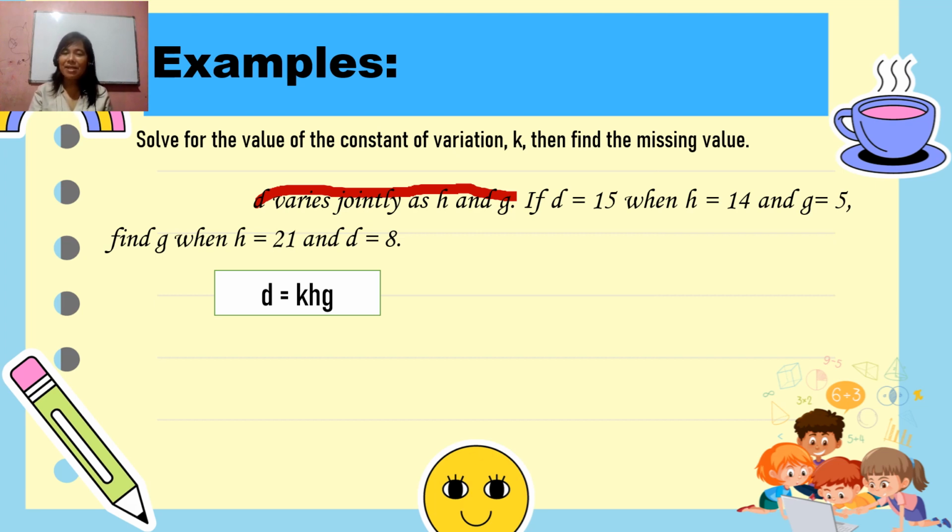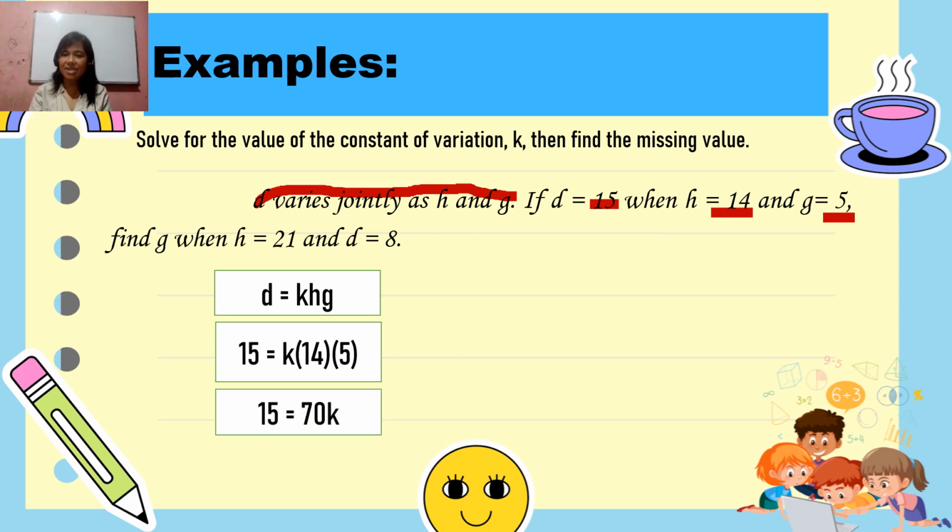Yun. Pagkatapos, substitute mo yung first given. D will become 15. Dito. H will become 14. And G is 5. So, yan. Tingnan nyo lang maigi, baka mali yung substitution. So, 15, 14, and 5. 14 times 5 is 70. Dividing both sides by 70 is 15 over 70. Reduce mo siya sa lowest terms, you're going to have 3 over 14 for K.